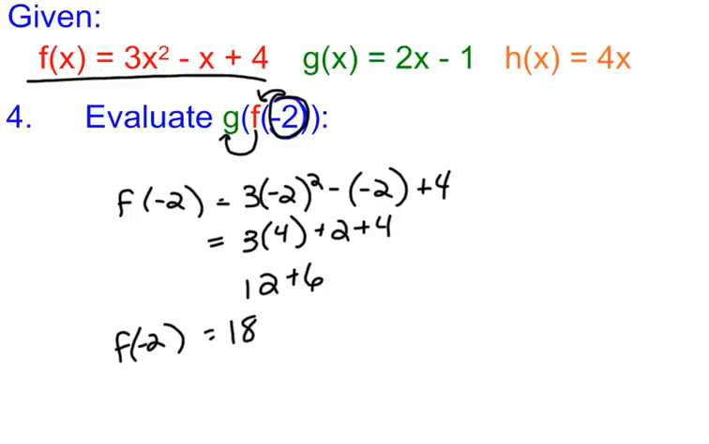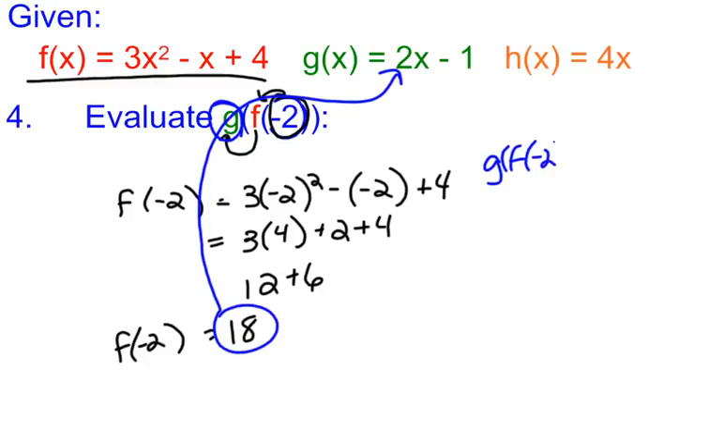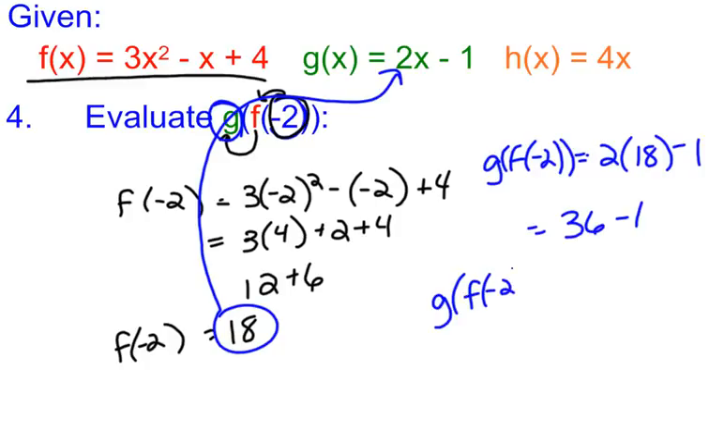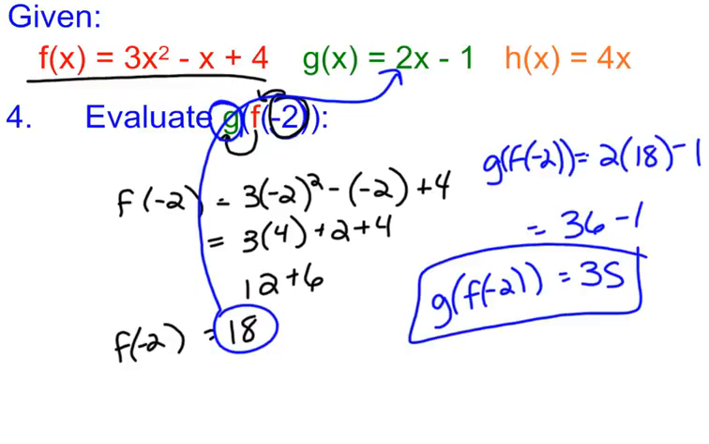So now this is what I'm actually going to substitute into g of x, because they said g here. So I take g of f of negative 2 equals, and then in my g of x equation, where that x is, I'm going to put an 18. 2 times 18 is 36. So g of f of negative 2 equals 35. And that's my final answer.